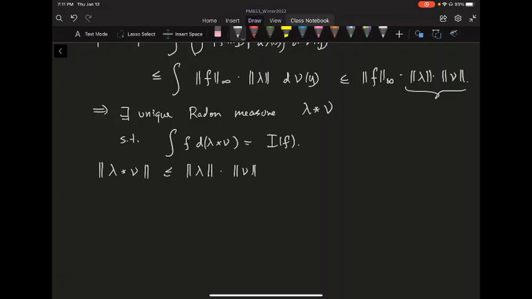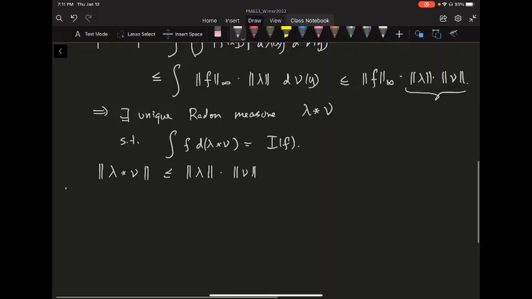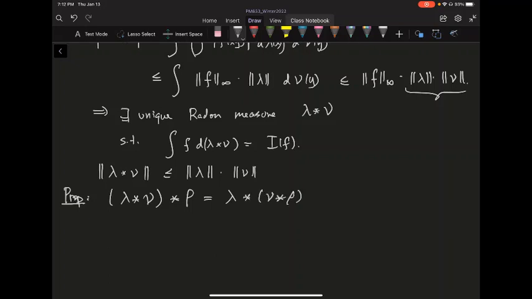Okay. So of course we need to show that this convolution is going to be associative. All right, so let's do the following proposition. So here's the proposition. I want to show that if you convolve lambda with nu, and then you convolve with rho, that's going to equal to you do the nu and rho first. In other words, this is an associative convolution. Okay, so let's prove it.